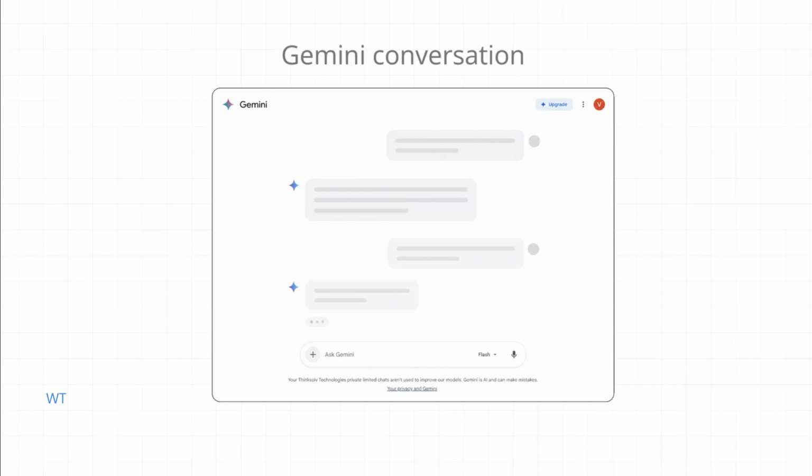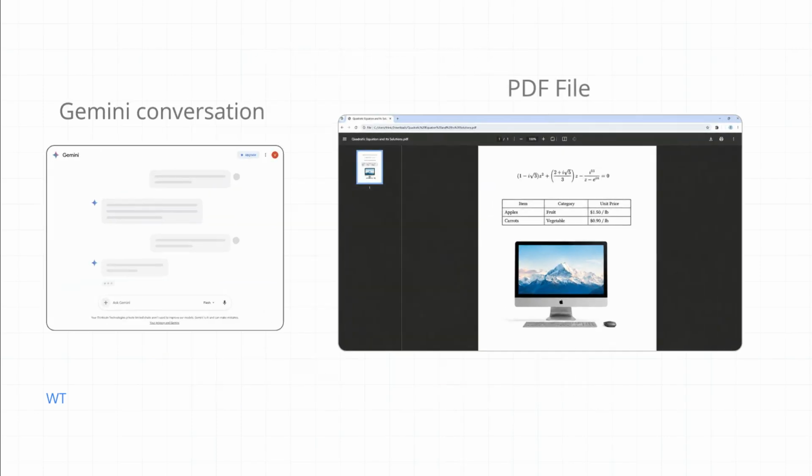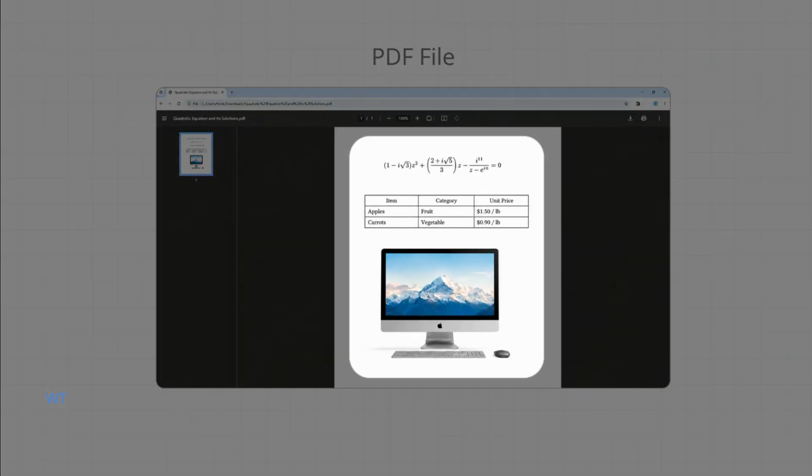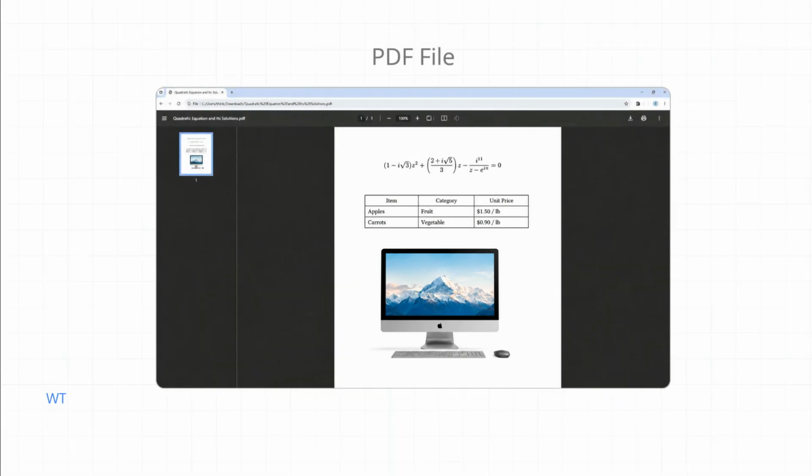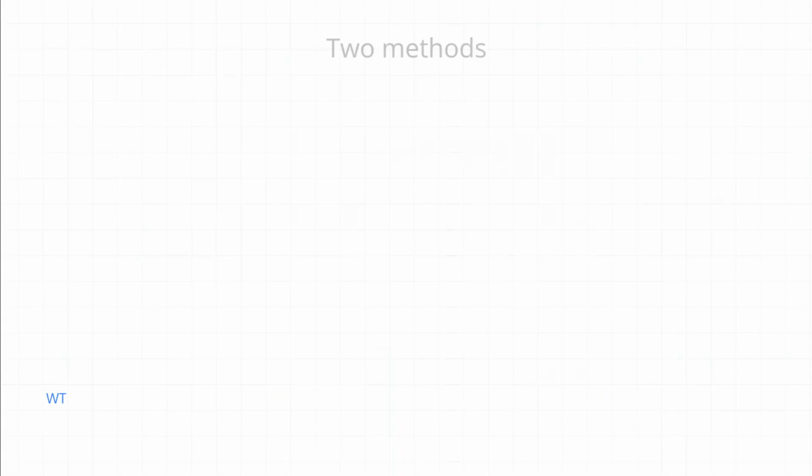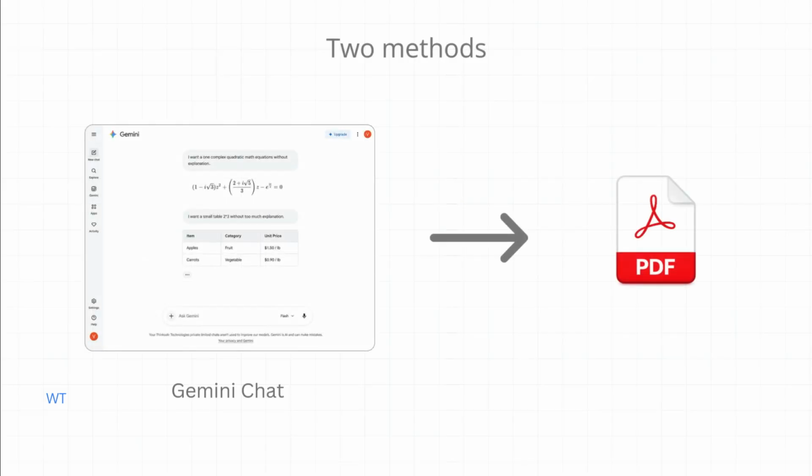This is a Gemini conversation exported as a PDF in one click. Tables, equations, and images all formatted the way Gemini showed them. Here's how to do it. There are two methods to turn a Gemini chat into a PDF.